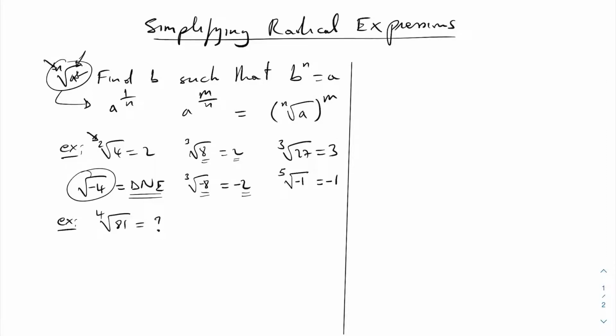If you started guessing, you would say, is it 1? Well, 1 times 1 times 1 times 1 will give you 1, which is not 81, so 1 doesn't work. Then you say, is it 2? 2 times 2 times 2 times 2 gives you 4 times 4, that's 16, still shy of 81, so that's not the answer either.